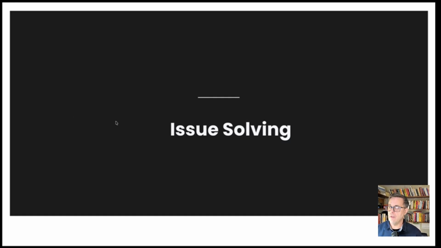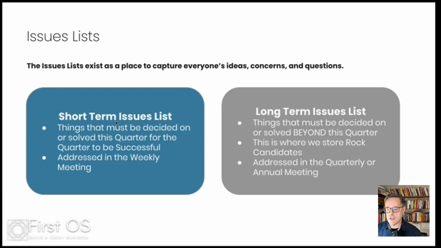So there are two in our system. There are two types of issues lists. So we keep track of these things.